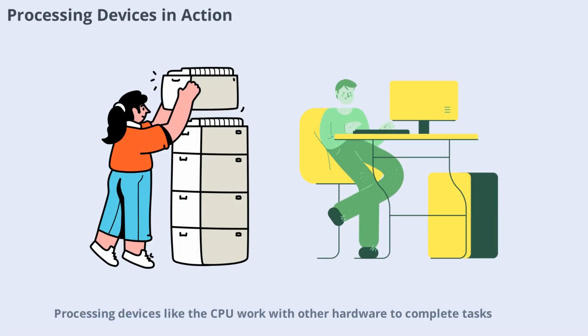Processing devices like the CPU work with other hardware to complete tasks. For example, when you type a letter, the CPU processes your keystrokes and displays the text on the monitor. This teamwork between processing and other hardware parts is what makes computers so powerful and responsive.